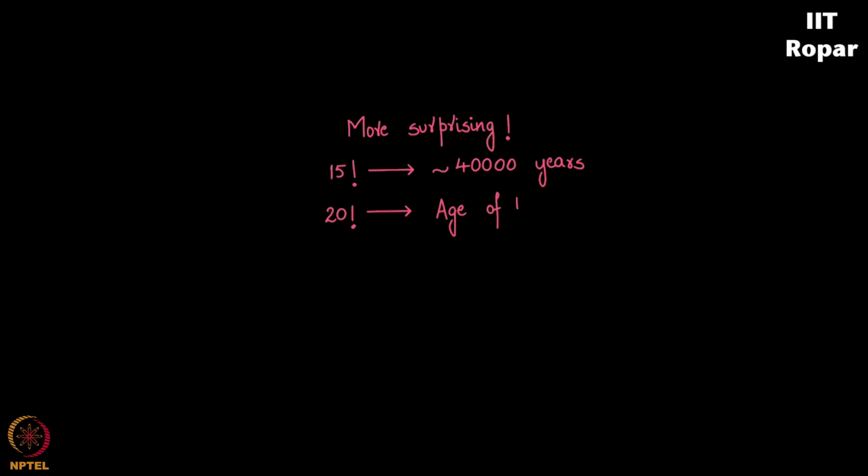Now, what is more surprising is 15 factorial in terms of seconds is approximately 40,000 years. And slightly down this ladder, which is 20 factorial seconds, is close to the age of the universe, which happens to be 2 to the 60 seconds. Now you see, this factorial up to 20 itself is a very, very huge number. Such huge numbers are called the astronomical numbers.